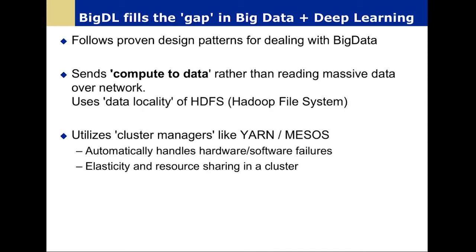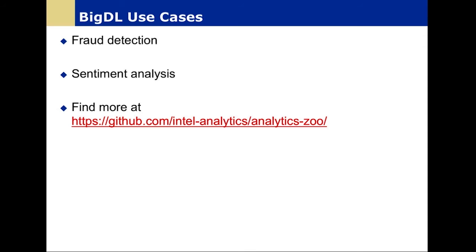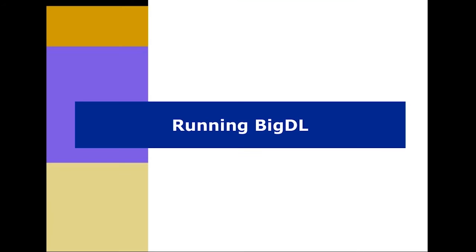Big data up to heretofore didn't really have much of a deep learning component that we could use. It allows us, though, to use the architectural principles that we've learned in big data, sending compute to data rather than the other way around, using data locality of Hadoop Distributed File System, HDFS, and other similar file systems as well, and utilizing cluster managers like Yarn and Mesos. Some of the use cases we can use for BigDL are things like fraud detection, sentiment analysis, and many others. And we have a GitHub here that I show here that you can see a number of different use cases we've outlined. Okay.